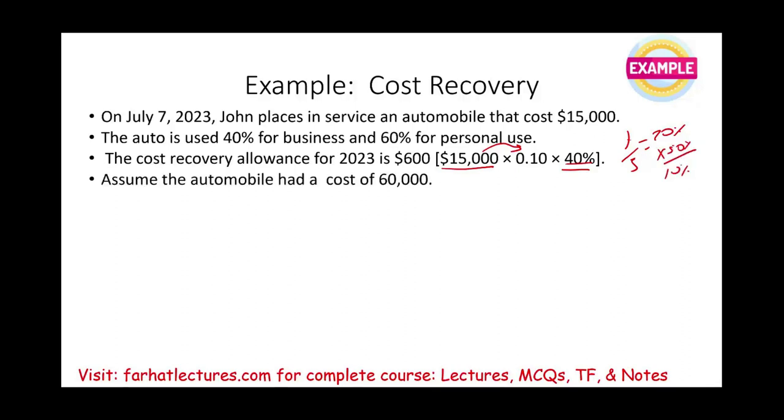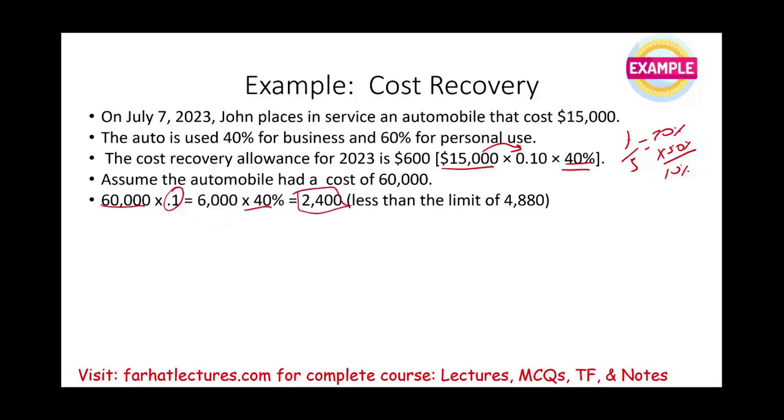Assume the automobile has a cost of 60,000 instead. Same concept. We will take 60,000 times 10% times 40%, which is 2,400. Remember, for both computations, we still have to look at the limit. Remember, there's a limit. And what's the limit? The limit for year one for passenger auto is 12,200. We're dealing with an auto of 40%. The limit is 4,840, which we can take the 2,400. But remember, you cannot exceed the first year limit.